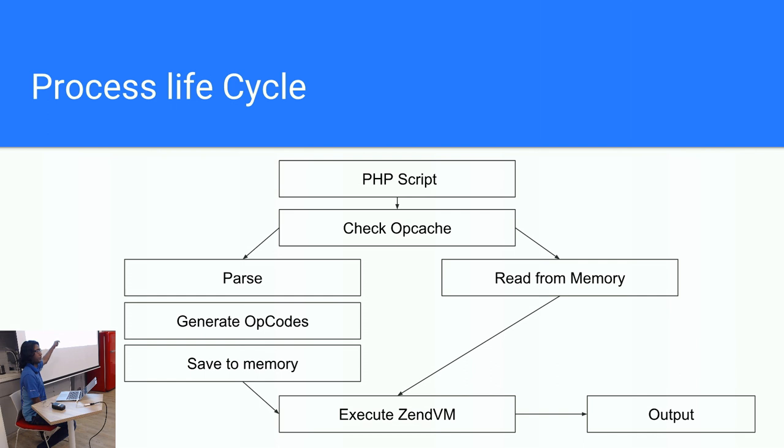The other way, as you can see, if it's in the opcache, it takes it from memory and then goes directly to the Zend VM. So for obvious reasons, if you have opcache, it's going to drastically increase your performance because it doesn't have to recompile these things.